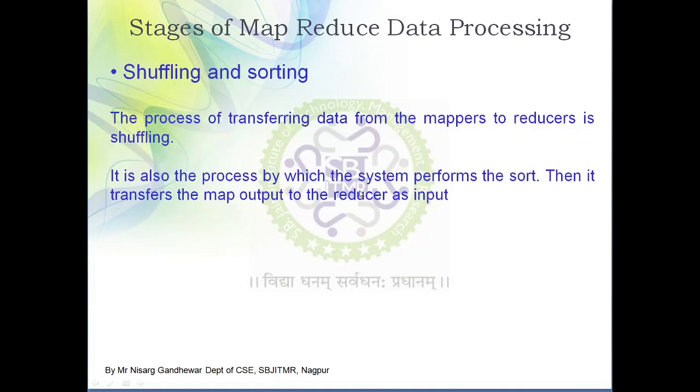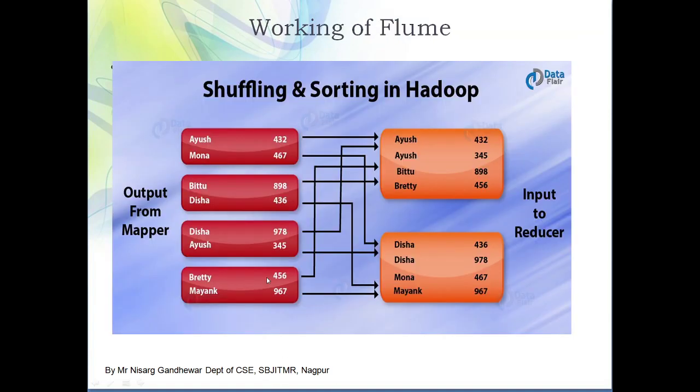Then after that, once the data is input to the map phase, whatever output is produced by the map phase undergoes shuffling and sorting. So what do we mean by shuffling and sorting? For example, this is an output generated by your map. After that, shuffling is done and sorting is done. Sorting means here you can see Ayush, Bittu, Briti, Disha, Mona, Mayank. All this data is arranged in a particular order, say ascending order. So this is sorting.